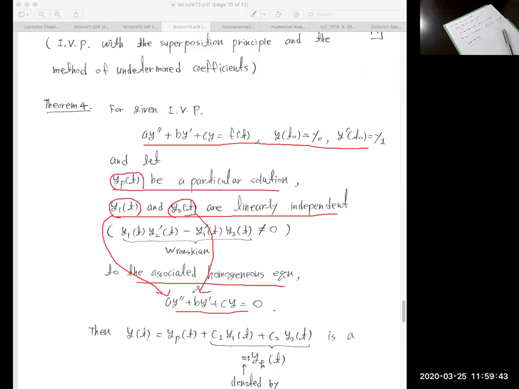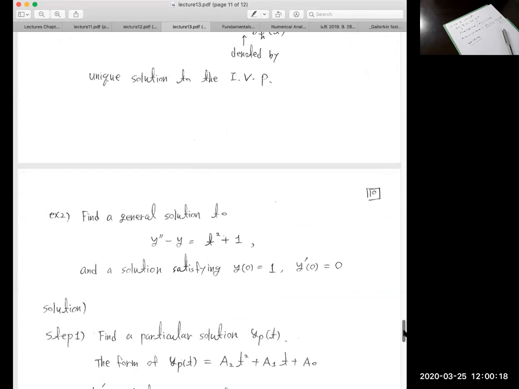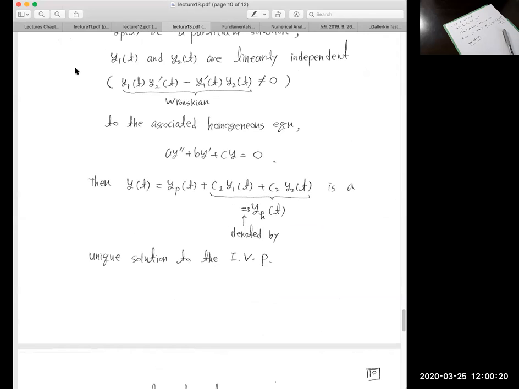Now we construct y like this: yp plus c1 y1 plus c2 y2. See that c1 y1 plus c2 y2 is the general solution of the associated homogeneous equation, and yp is a particular solution of the non-homogeneous differential equation. We know how to find it using the method of undetermined coefficients, and I did it many times so I'm not going to explain again. Then this is going to be y of t.